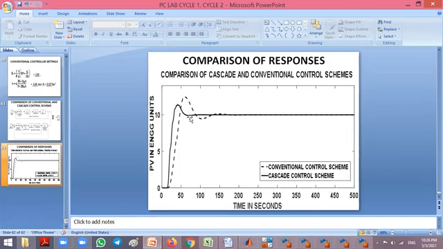You can see the solid line settles earlier, with minimum overshoot, and almost no undershoot, there's a little undershoot. So this cascade control scheme proves that it is more efficient than the conventional control scheme, and it makes the process settle earlier. With this your experiment is getting completed.